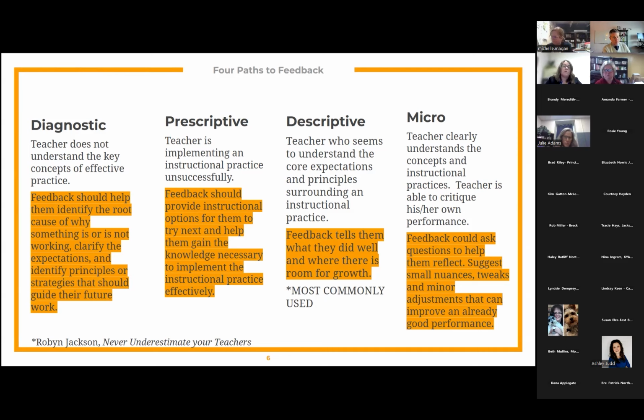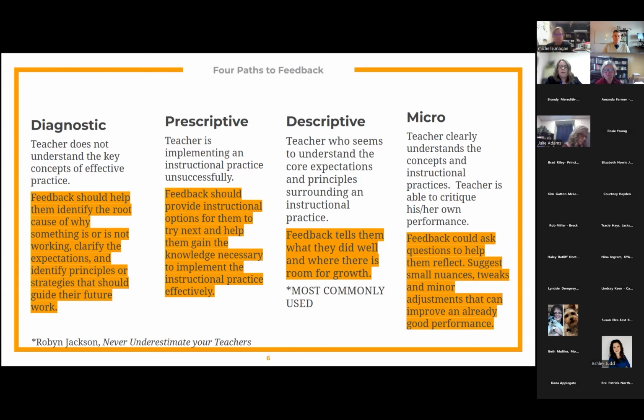And while this is appropriate feedback for pretty much a seasoned teacher who has mastery of their content, it may not be the best kind of feedback to give a brand new teacher who's trying to learn those essential strategies that they need to know.